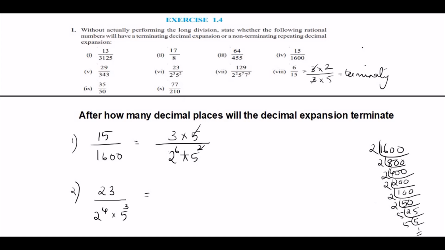Now cancel the common terms and then the expression is of the form 2 raised to m, 5 raised to n, and from here in the exponents take the highest power. So here the highest power is 6. So the decimal expansion will terminate after 6 decimal places. And sometimes the question will be directly given like this. That is, there are no common factors and the denominator is of the form 2 raised to m, 5 raised to n. So check the highest power in the denominator. So here the 4 is the highest power. So after 4 decimal places.